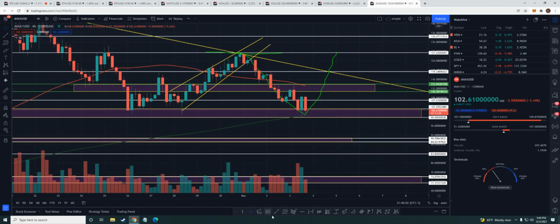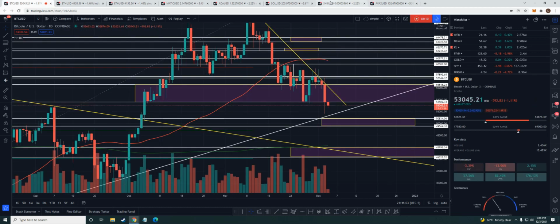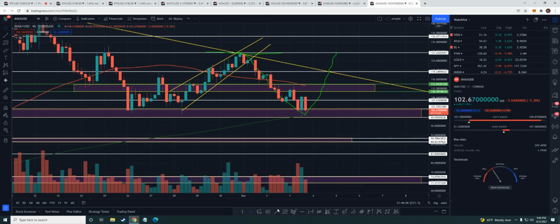You guys could even draw a little trend here. How much time do I have left? I'm running out of time. You could even draw a little trend on Avalanche, guys. Do something like this. Okay. But my whole point is that there's no reason to panic yet. Okay. No reason to panic yet.